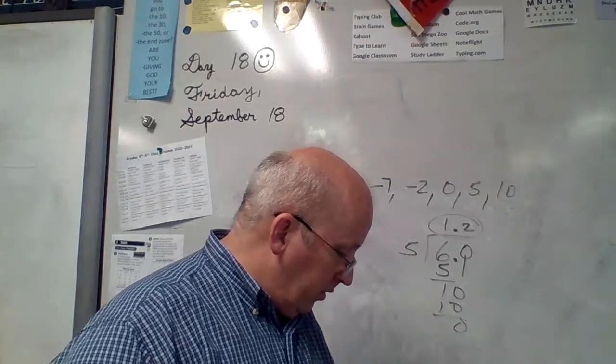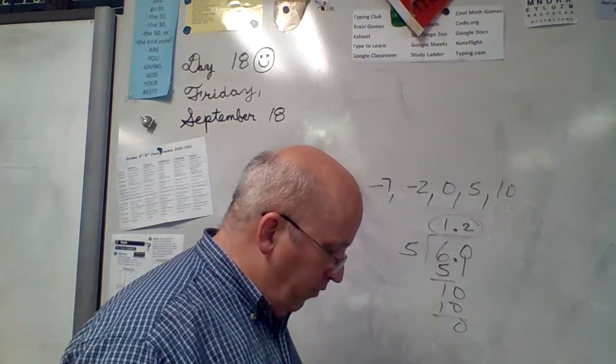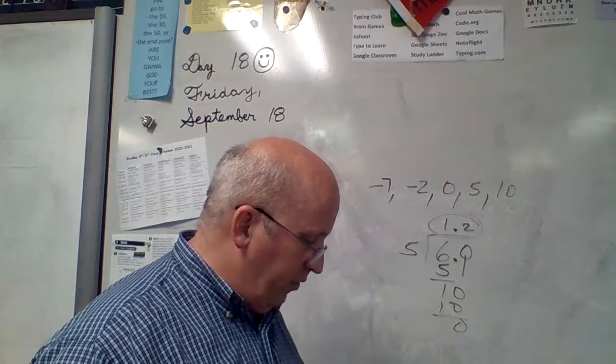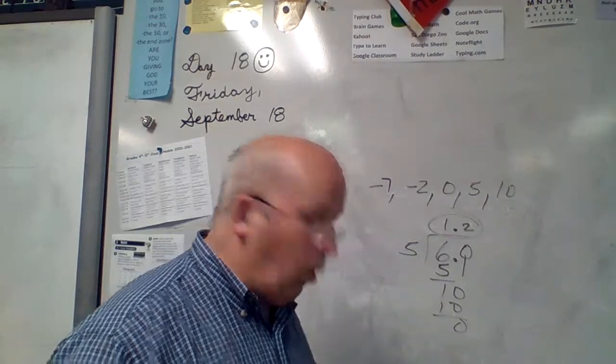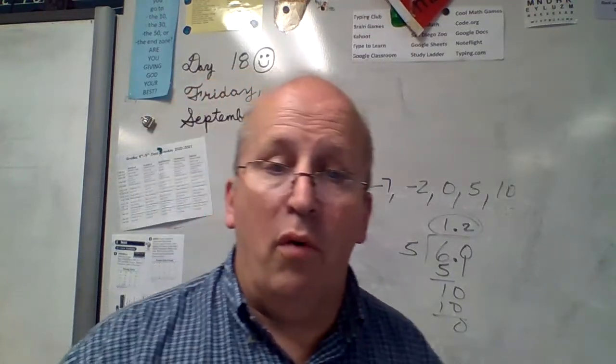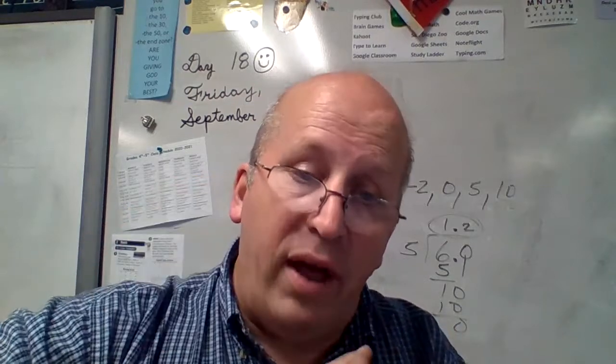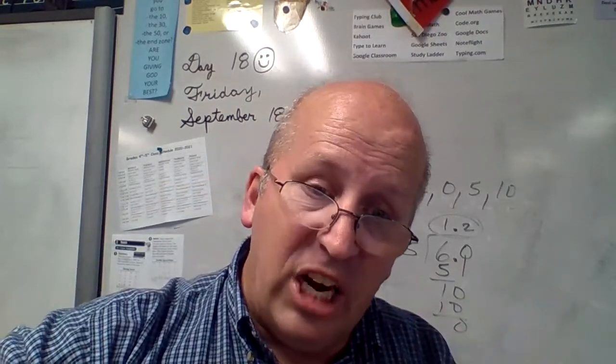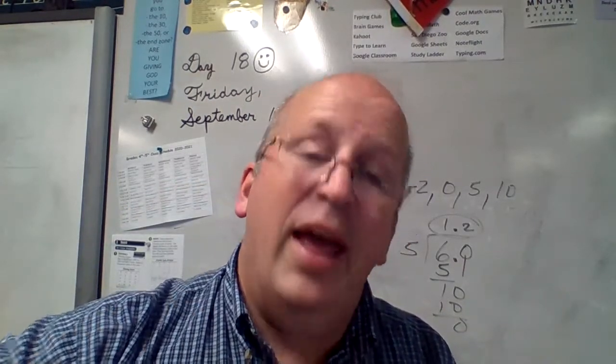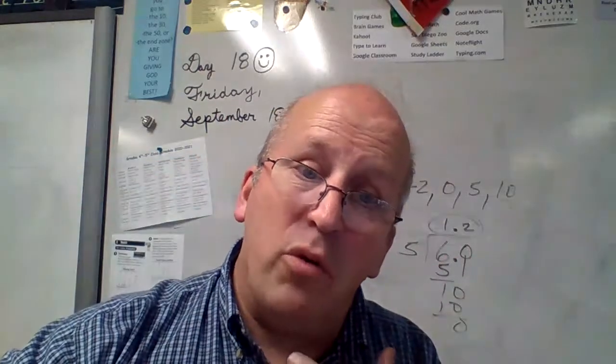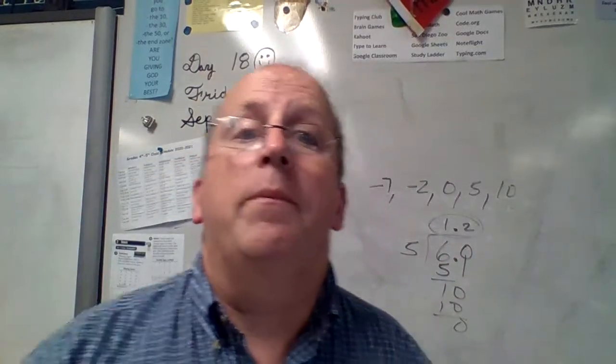Coordinate grid system at the bottom. Be careful. It says graph, label, and then name the quadrants. So don't forget to do all three things. Graph it, label it with a letter when you graph that point, and then tell me if it's in quadrant 1, 2, 3, or 4. Okay, thank you.